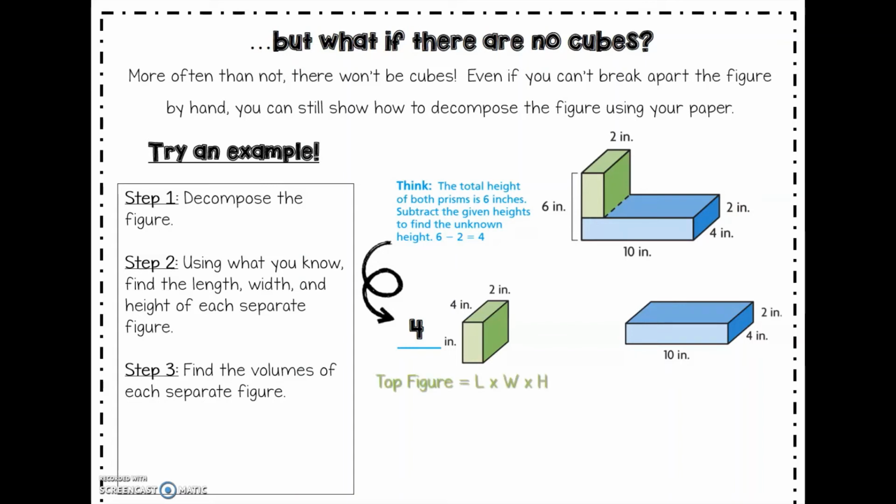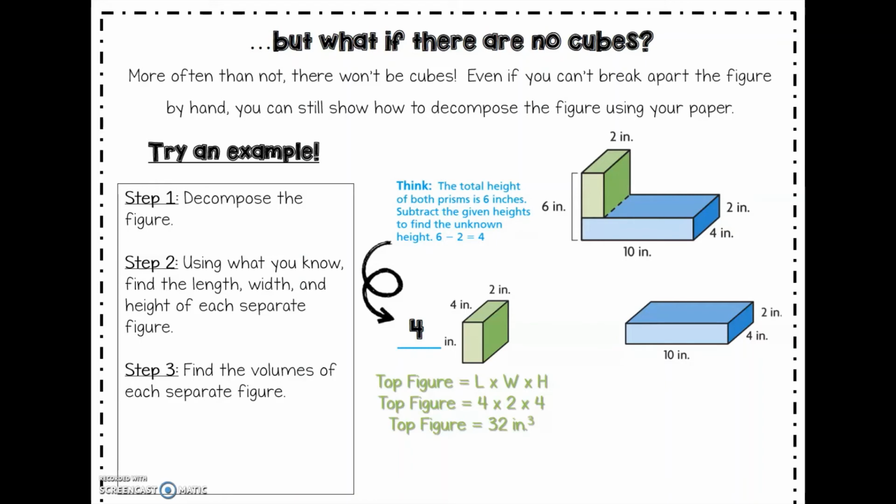So in the top figure, I know that the formula for volume is length times width times height. I can replace the words length, width, and height with the numbers that match that shape. So the top figure is like saying 4 inches times 2 inches times 4 inches. 4 times 2 is 8, and then 8 times 4 is 32. So the volume of the top figure is 32 inches cubed.